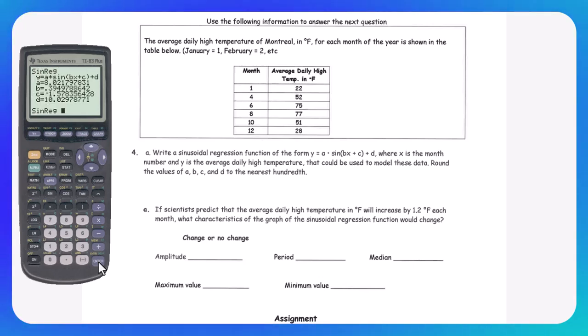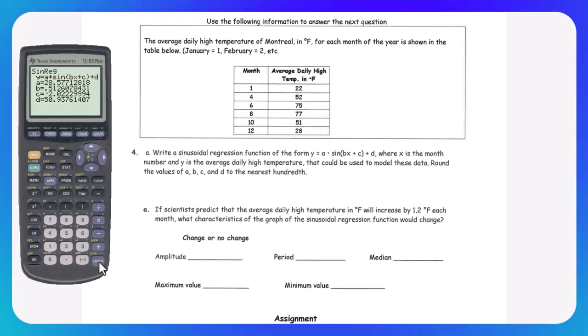Now that we have that one there, I'm going to go ahead and just go through the motions here. I'm going to go Vars, Y-Vars, and 1, 1. So that is going to tell the calculator when we hit enter to put it in Y1 in the Y equals button. And we just wait. And did you get that one?